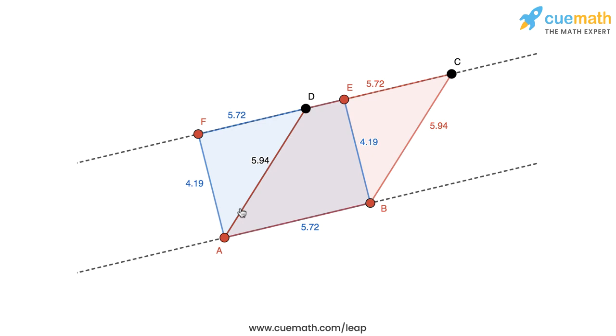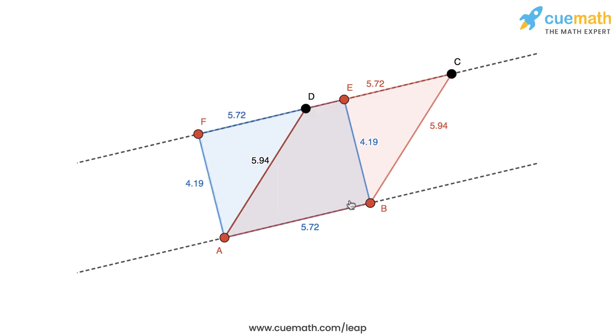But if you look at the other pairs of sides, if you look at BC for example, it is 5.94, and compare it with BE. BE is only 4.19. So why is BC larger than BE? Well, because BE is the perpendicular distance between the two parallels, and that will be the shortest distance between the two parallels, while BC will always be longer than BE. Similarly, if you look at AD, AD is also 5.94 just like BC, but AF is 4.19 like BE. So AD is larger than AF.